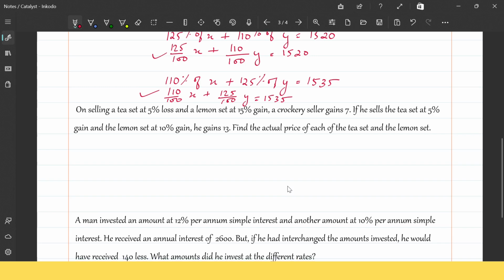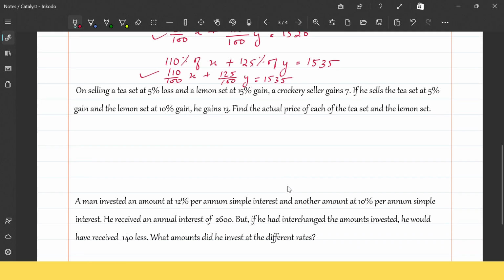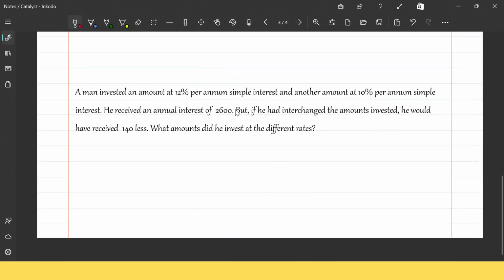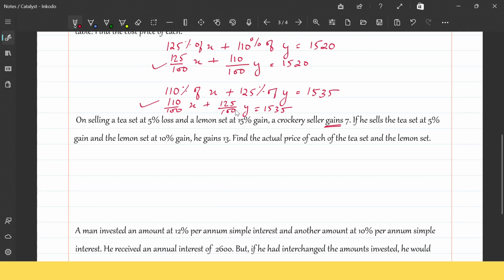Next, let us see the next one. On selling a tea set at 5% loss and a lemon set at 15% gain, a crockery seller gains 7 rupees. Now see, again the word gains comes. It means you are going to solve it like this particular question, where you have to find the selling price first minus the cost price, which you will assume as X and Y only. So in the same way you will get minus X plus Y. Only these values will change. And if he sells the tea set at 5% gain and the lemon set at 10% gain, he gains 13 rupees. Again, it is that same first type of problem that I have shown to you.